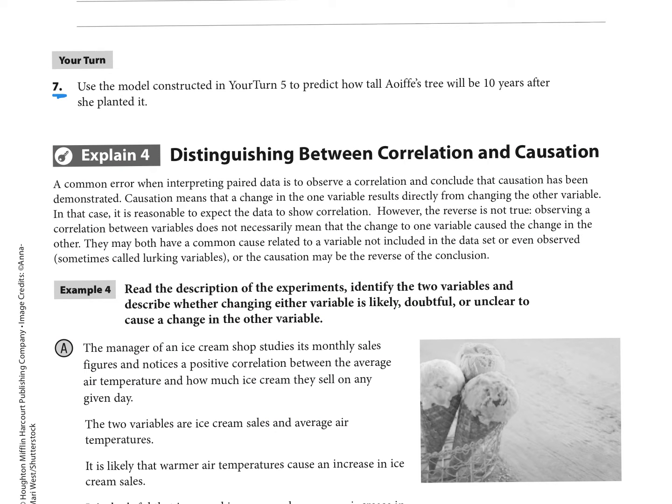So it says, use the model you constructed to predict how tall Elfie's tree will be 10 years after she planted it. So again, what was our equation? y equals 3/2 x plus 2.1. Now at this point, what you can do is put that in your calculator. So I'm going to turn my calculator on. I'm going to go to y equals. I'm going to type in my equation. And then I'm going to go to my table, and then I'm going to scroll down to 10 and look at my prediction. So when x equals 10, y is predicted to be 17.1.